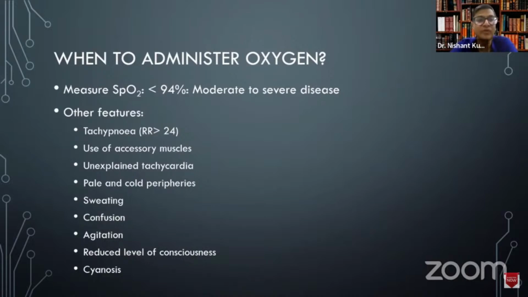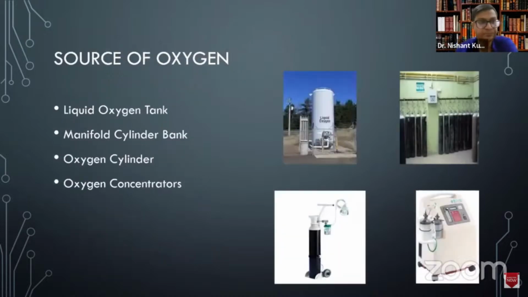Now, whenever there is lack of oxygen in the body, what will happen? You'll have tachypnea. You'll tend to use accessory muscles to increase the oxygen intake. There will be tachycardia. You might go into shock with pale and cold peripheries. You might have sweating, and later, because of lack of oxygen, you may have confusion, agitation, reduced level of consciousness, and finally cyanosis, which can be central or peripheral. Peripheral we see in the nail beds, and central on the lips.